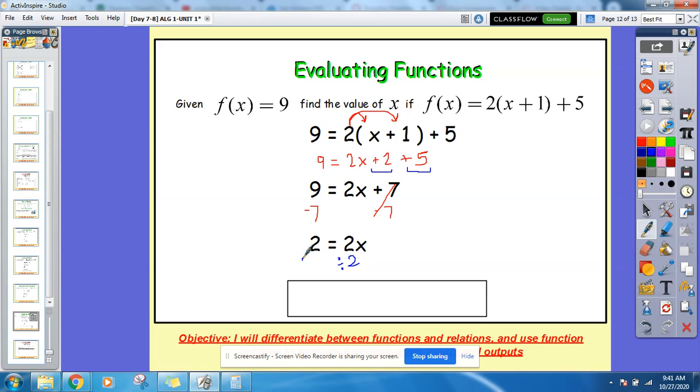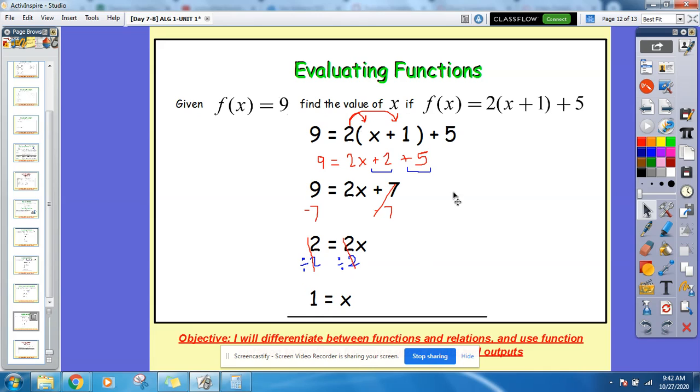It just so happens that the number in front of our variable is also the number on the left-hand side. So we just had a coincidence there. But we're dividing by the number in front of the x. So 2 divided by 2 is 1, and 2 divided by 2 is 1 there as well. So we can go ahead and write this as 1 is equal to 1x, or 1 is equal to x. And there's our solution when f of x is equal to 9.